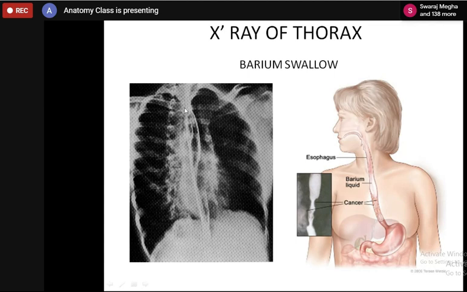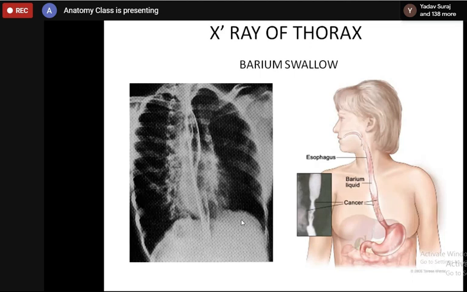Any abnormality related to the esophagus can be diagnosed by this barium swallow. Here in this condition, esophageal cancer is shown with the help of barium swallow. So barium swallow is just to make the esophagus visible on X-ray, and such an X-ray is known as a contrast X-ray. Barium meal will visualize the stomach and small intestine, while barium enema visualizes the large intestine in a similar fashion.